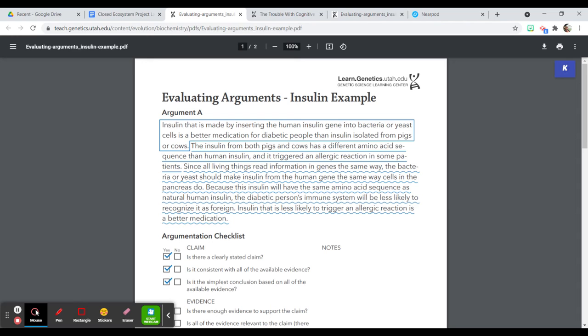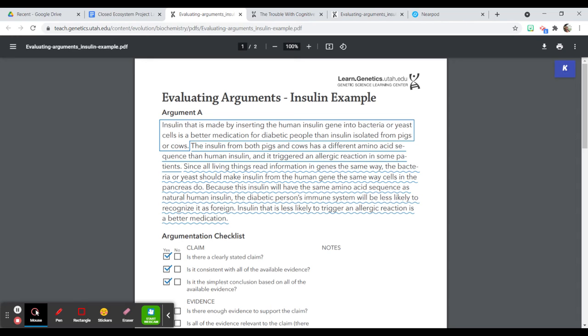The insulin from both pigs and cows has a different amino acid sequence from human insulin and triggered an allergic reaction in some patients. Now, when you go to start writing your claim, evidence, reasoning, you would want to have more evidence, but again, this is just for illustration purposes. Now, notice what we're squiggling.